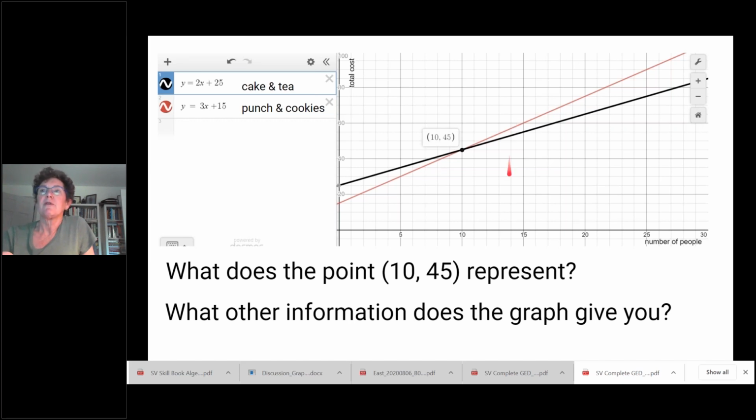So there's that. Are there other information? If I wanted to spend $50, here's $50. The same thing happens. I can invite 11 and a half people or 12 and a half people to my party, depending on which choice I pick, cake or cookies.